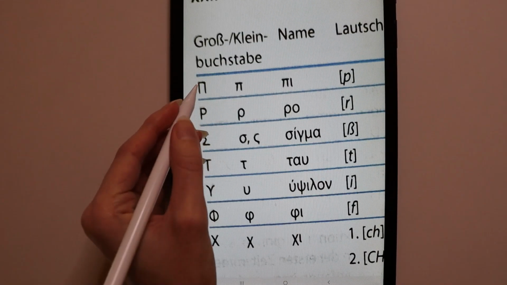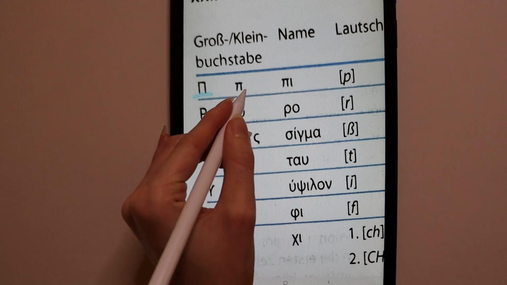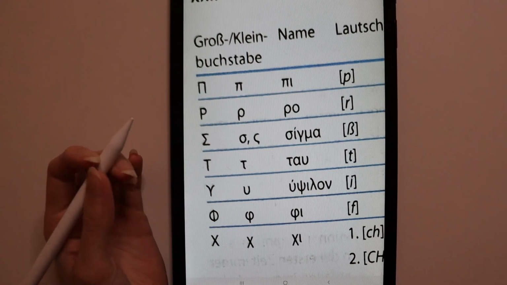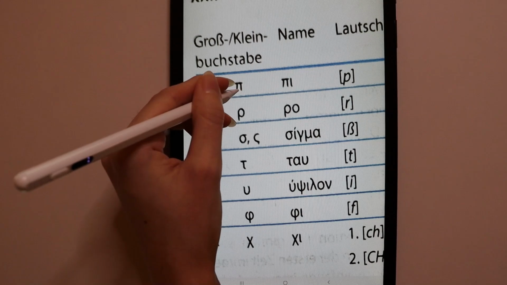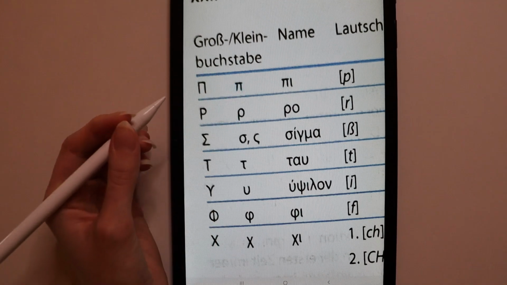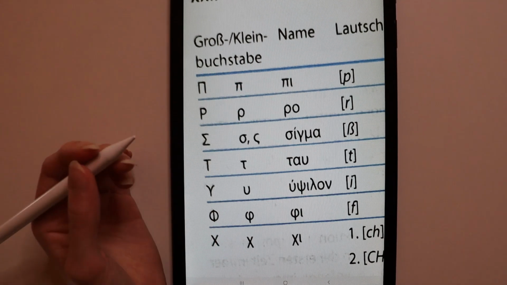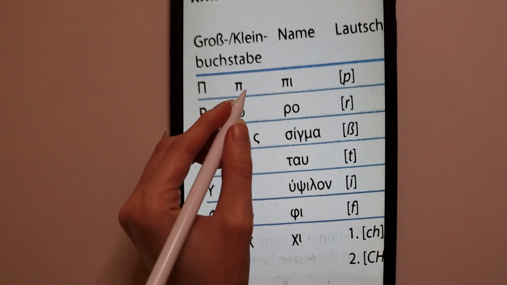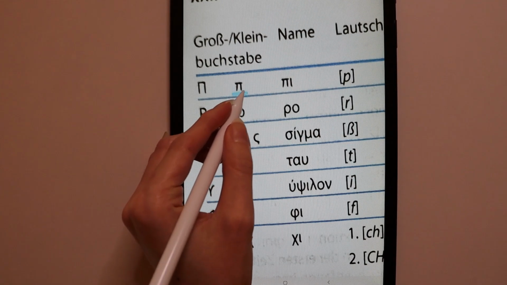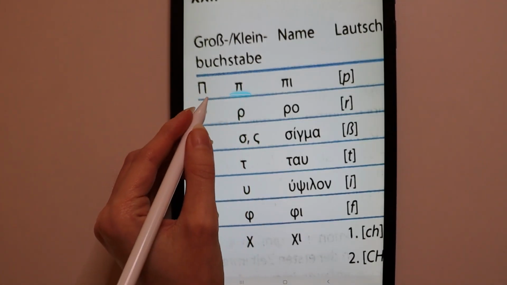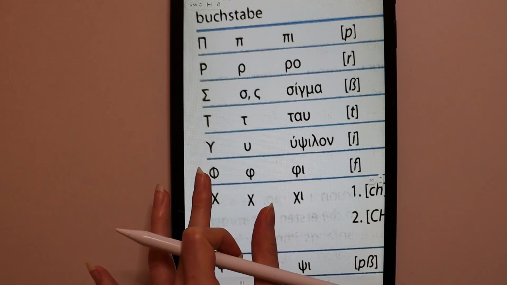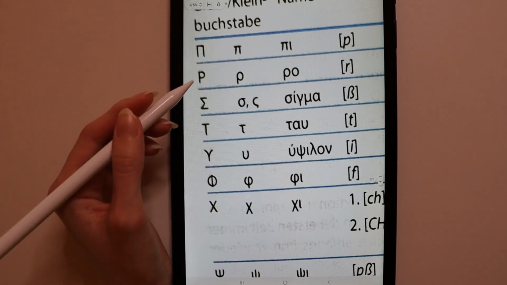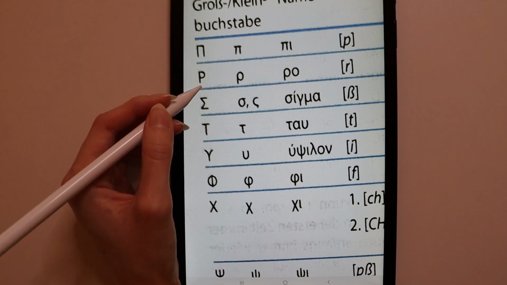So here we have pi. Pi is a P, just as in English, but it looks like this. The P in the Cyrillic alphabet looks like this as well. And you might know this Greek letter from mathematics lessons, pi. It's a P sound.